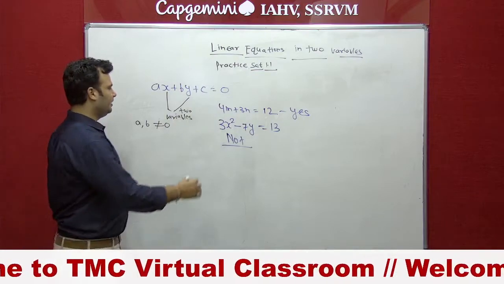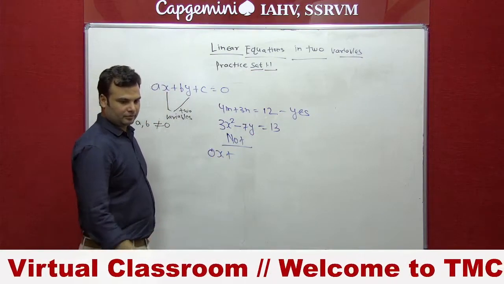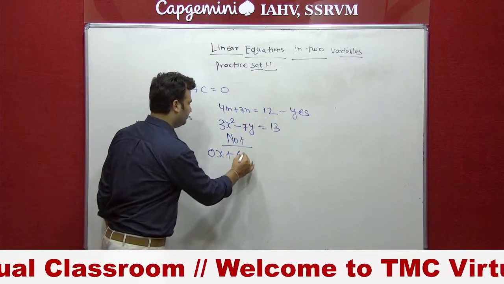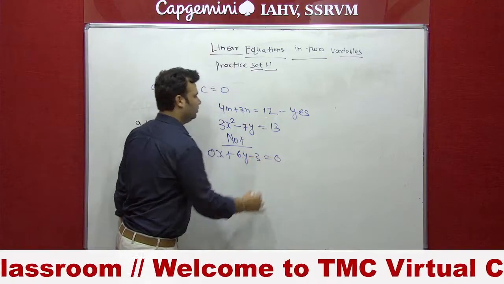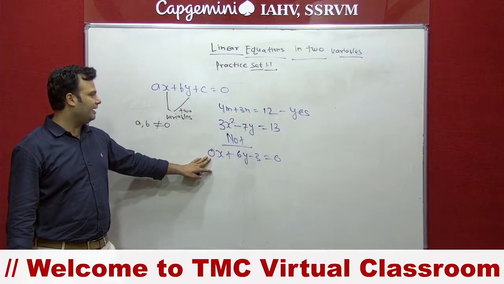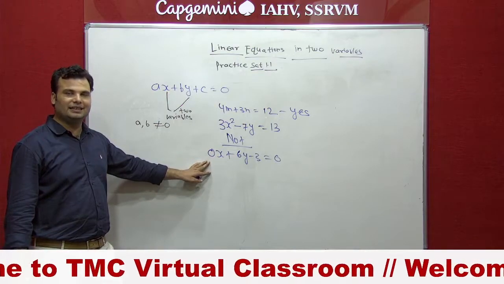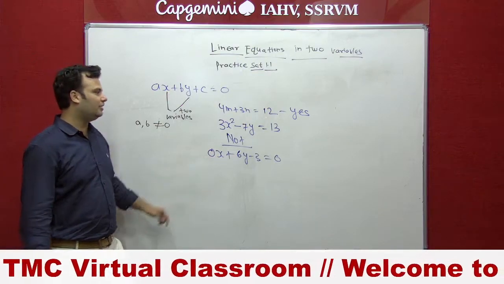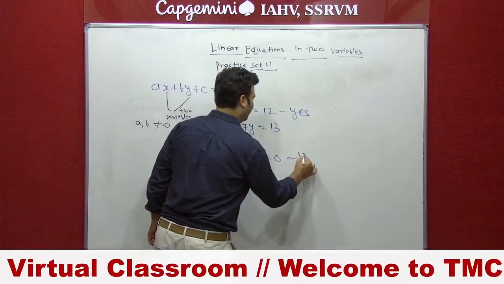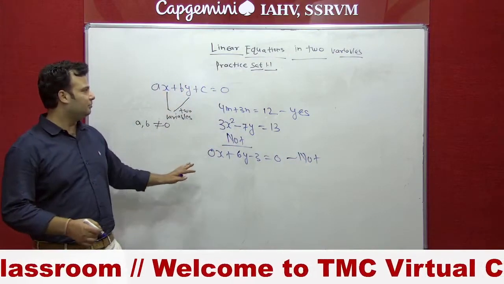Take another example. 0x plus 6y minus 3 equal to 0. Student, again I told you earlier that a and b can't be 0, but in this one a is 0. So we can say that the given equation is not a linear equation in two variables. So you can understand some examples in a simple way.